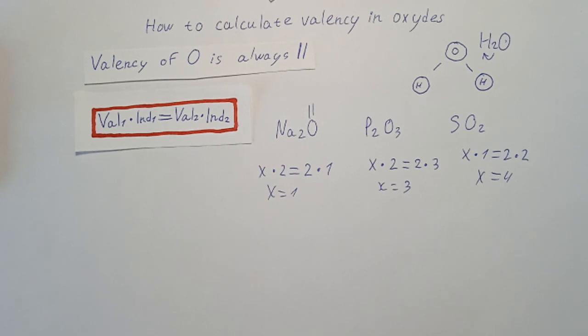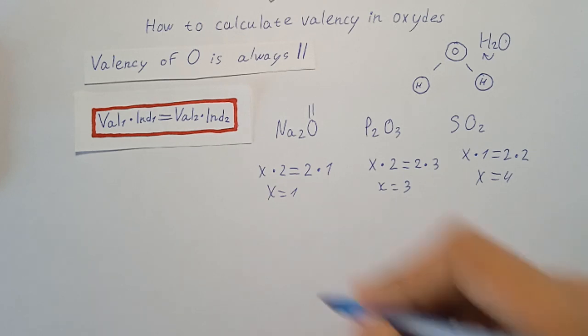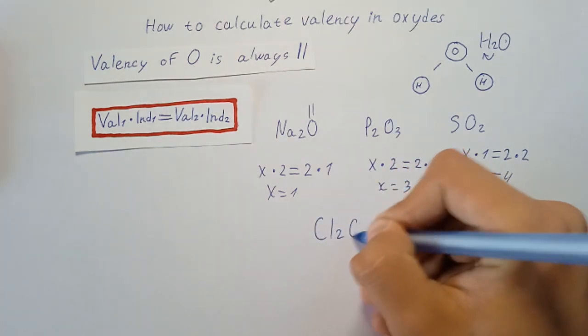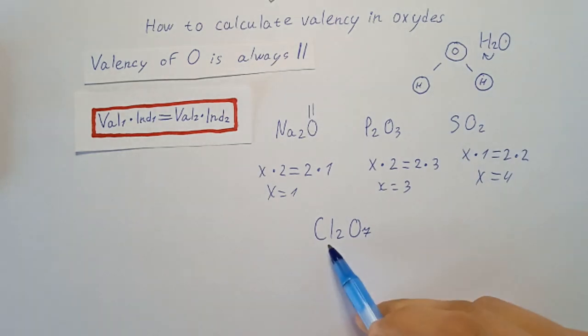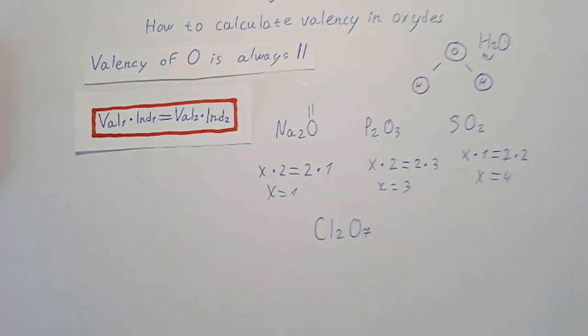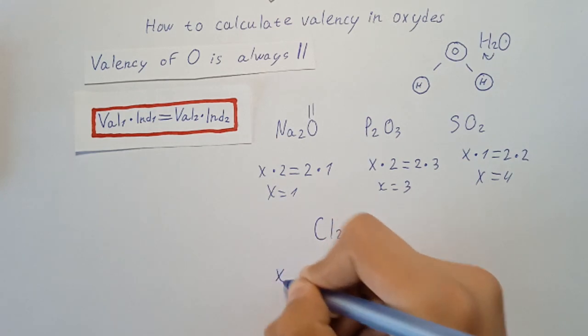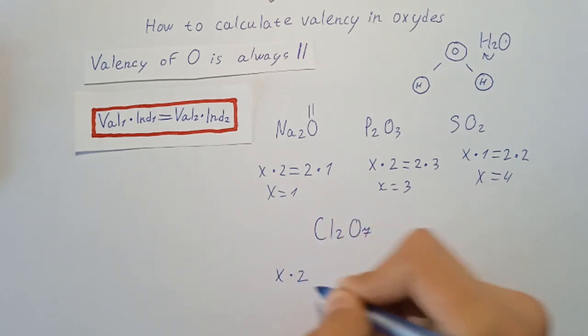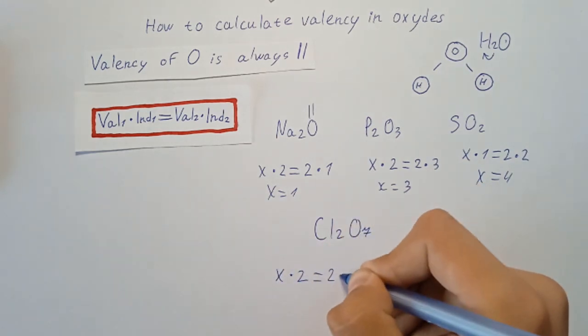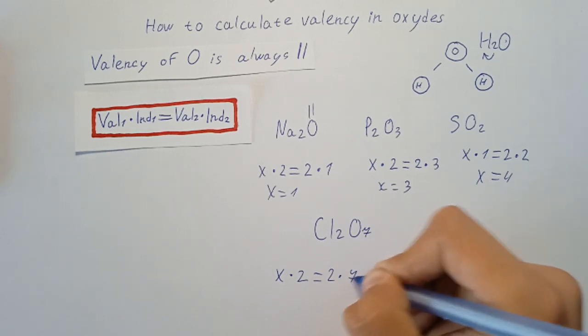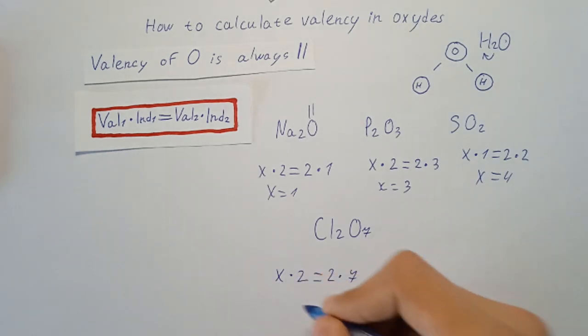Now, so that you actually remember what you've just learned, try doing this. Calculate the valency of chlorine in this compound. For the solution, x multiplied by the index is equal to 2 multiplied by the index. Pretty easy to tell, the valency of chlorine here is equal to 7.